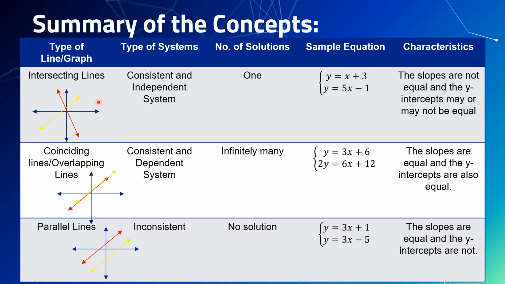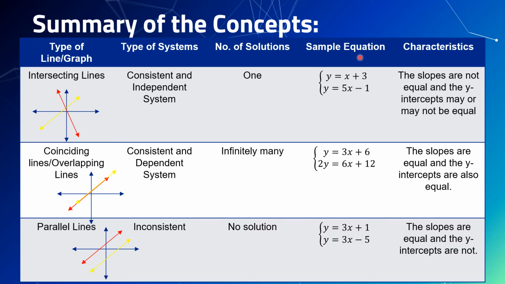The first one is what we call the intersecting lines. The graph of that is this one. So we have here a point of intersection. This graph is a consistent and independent system. When we say consistent and independent, there is one solution. Why one? Because there is one point of intersection among intersecting lines.